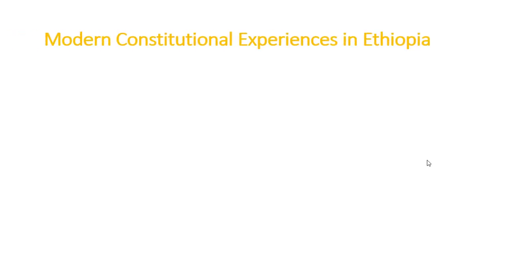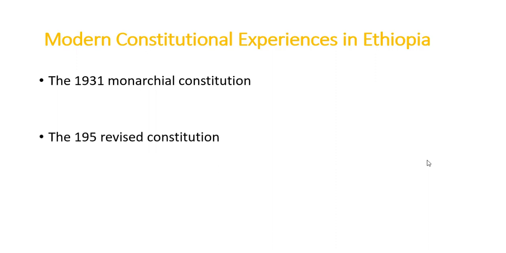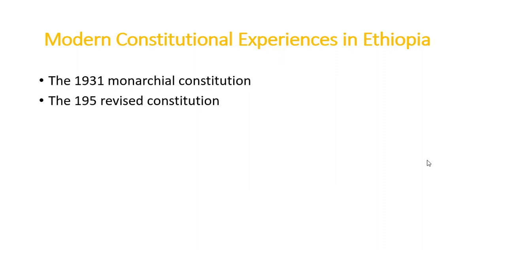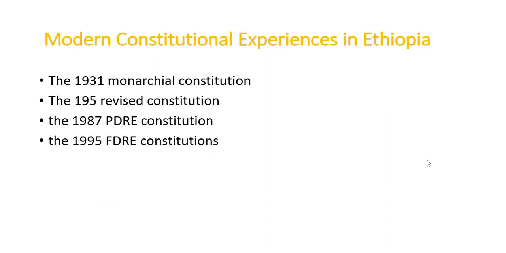Whereas when it comes to modern constitutional experience in Ethiopia, in its modern history, Ethiopia has experienced three constitutions, namely the 1931 monarchical constitution, the 1955 constitution, which later revised the 1931 constitution, the 1987 People's Democratic Republic of Ethiopia constitution, and the 1995 Federal Democratic Republic of Ethiopia constitution, which actually takes elements from the transitional constitution. So these constitutions have reflected values and political objectives as per the nature of the successive Ethiopian governments. Now let's explore their basic features.